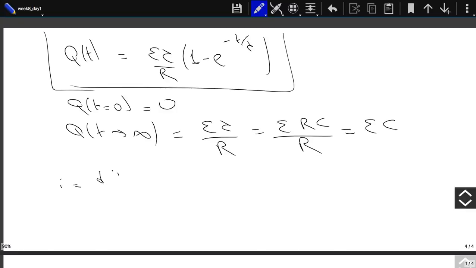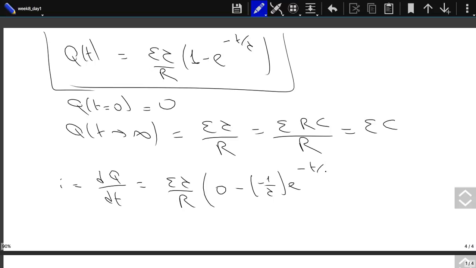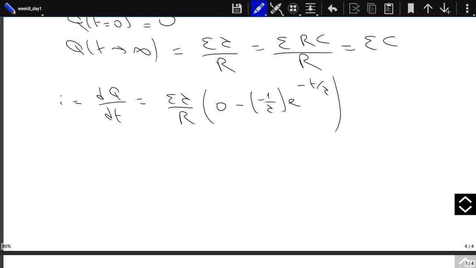I is equal to dq by dt. This is equal to epsilon tau over R. The derivative of 1 is 0, and the derivative of that exponent is nothing but minus 1 over tau, e to the power minus t over tau. This minus minus makes plus. This is equal to epsilon over R, e to the power minus t over tau. This is the current.